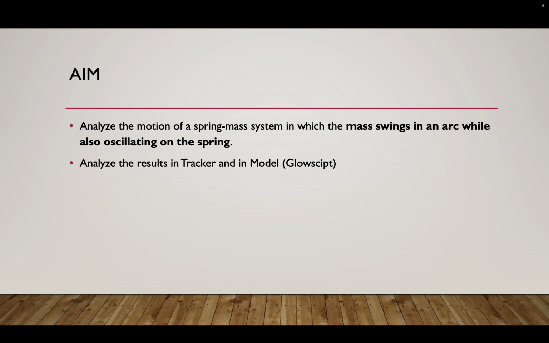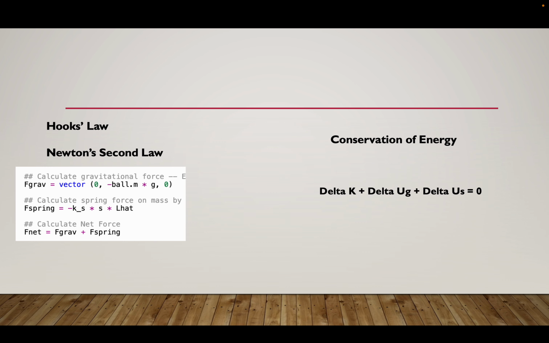The aim of the lab is to analyze the motion of a spring mass system in which the mass swings in an arc while also oscillating on the spring. And we've got to compare the results in Tracker and in the model. And here are some fundamental physics laws that we use.